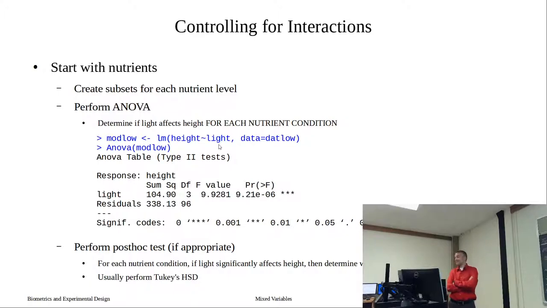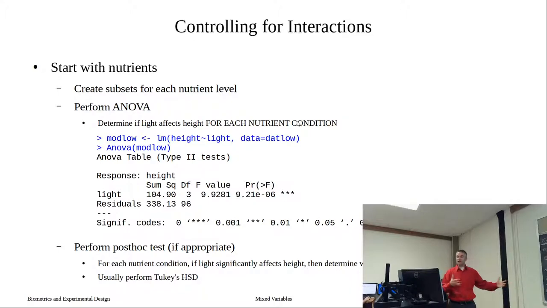We had it in our original model. Why don't we have nutrient here? What do we do? That low is the low nutrient. All right, so we don't have nutrient because we're controlling for it. So by taking the subsets, nutrient drops out of our model.